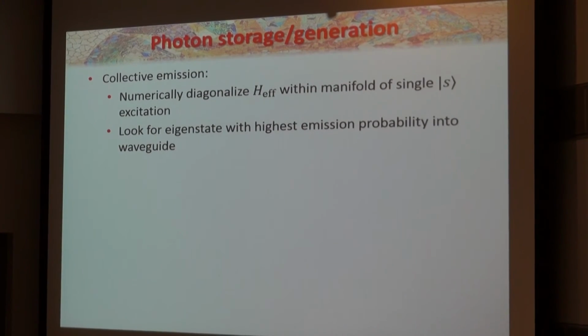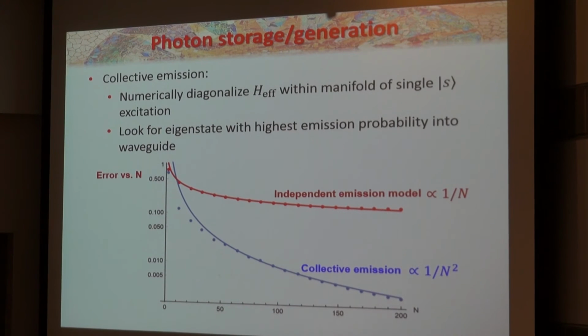So now I have this collective emission model. I have this Hamiltonian, including the Green's function of the fiber, which I'm just going to, again, diagonalize numerically. And I'm going to look for the eigenstate with the highest emission probability into the waveguide. So what I'm plotting here is the error of that process versus number of atoms. So in the independent emission model, I can release a photon with an error of 1 over n. But once I account for this collective emission, I can get an extra factor of n. So now my total error is 1 over n squared.